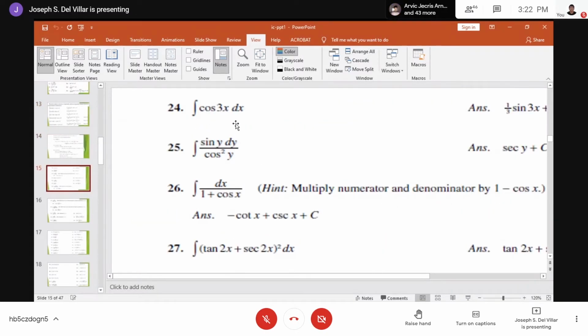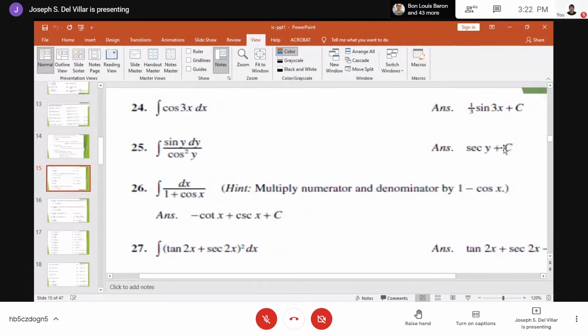So, nag-introduce na tayo ng 3, nag-introduce tayo ng 1/3, apply the formula since integral of cos is positive. So, that is 1/3 sine 3x. Kopyahin nyo pa rin yung angle na 3x plus c. What about this, number 25? The answer is secant y.